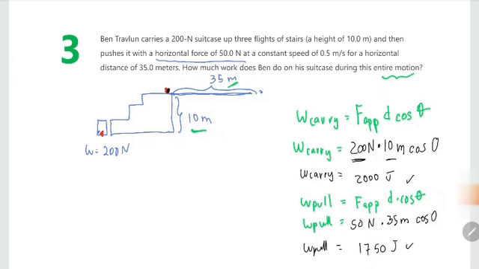I have to add it to get the total work done. So 2000 plus 1750 is 3750 joules.